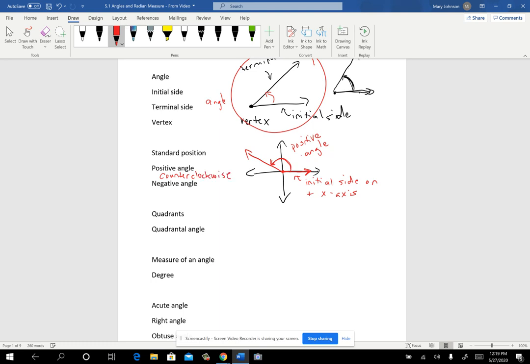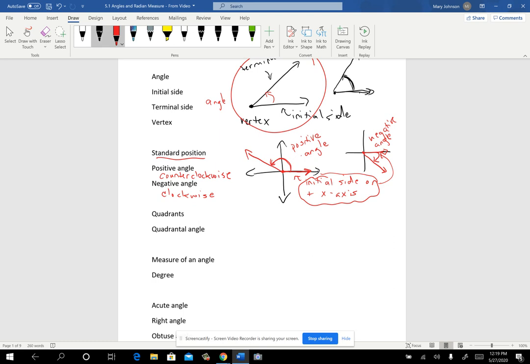And a negative angle if your rotation is clockwise, like a clock face, okay? So here's a negative angle. If we have the initial side on the positive x-axis, it's in standard position, and then it can rotate clockwise. That would be a negative angle. Okay, so for standard position, the key is initial side is on the positive x-axis, like it was on both of these, okay?